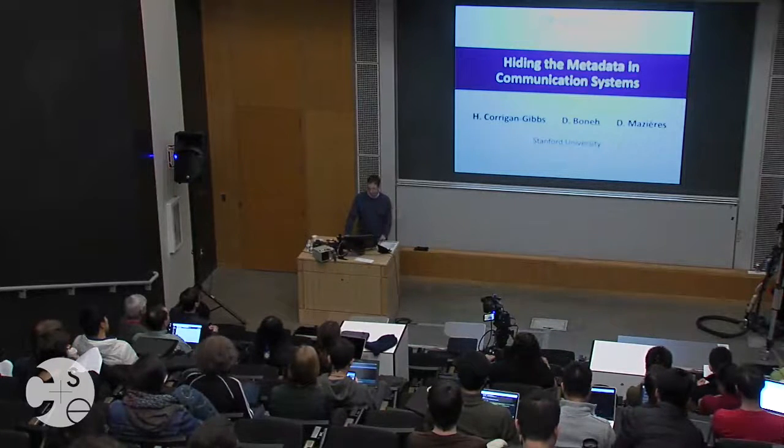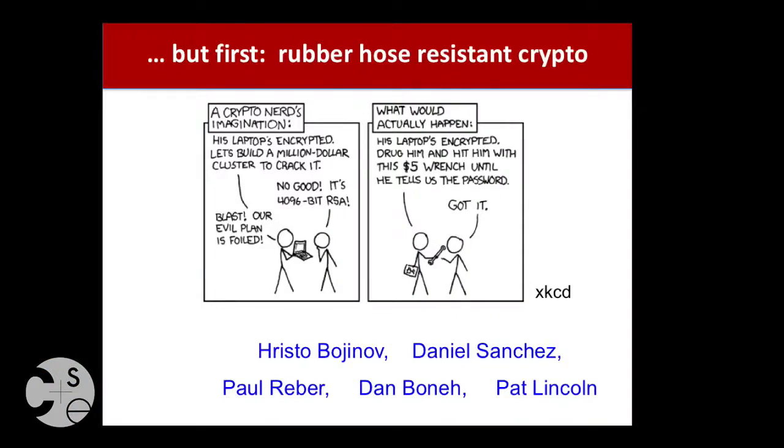Before we talk about communication systems, I did want to tell you about a fun project that we did a while ago. This was joint work with a psychologist. It's work that I've had a lot of fun doing, so I wanted to tell you quickly what it's about. I wanted to show you how to build something called rubber hose resistant cryptography. Maybe folks in computer security have heard me speak about this, but since this is a talk for a broader audience, I wanted to quickly mention what the problem is.